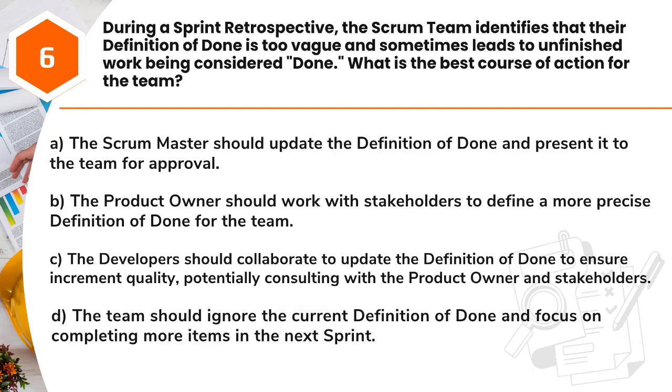Question 6. During a sprint retrospective, the Scrum team identifies that their definition of done is too vague and sometimes leads to unfinished work being considered done. What is the best course of action for the team?